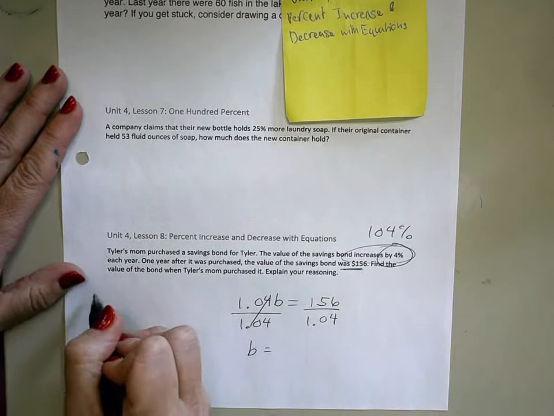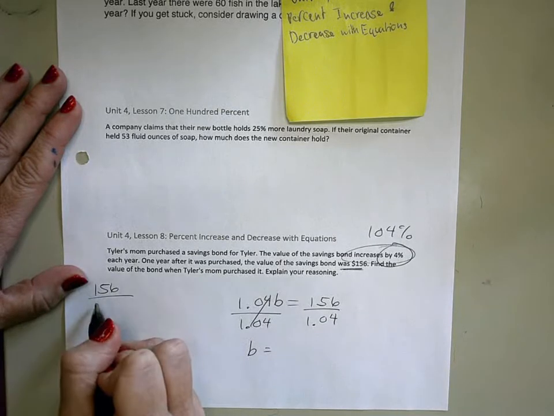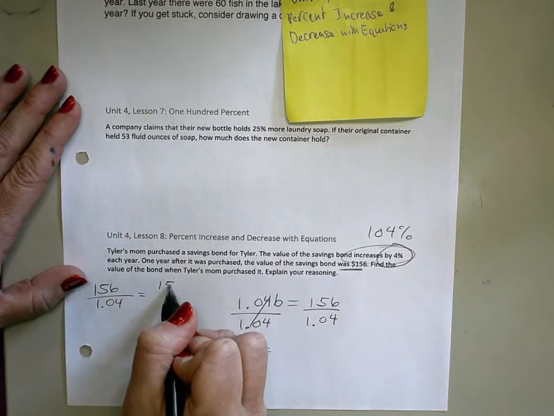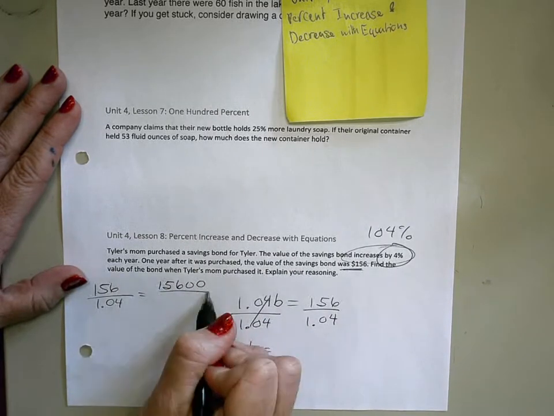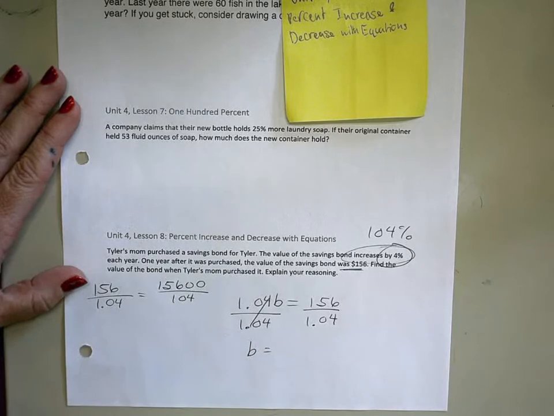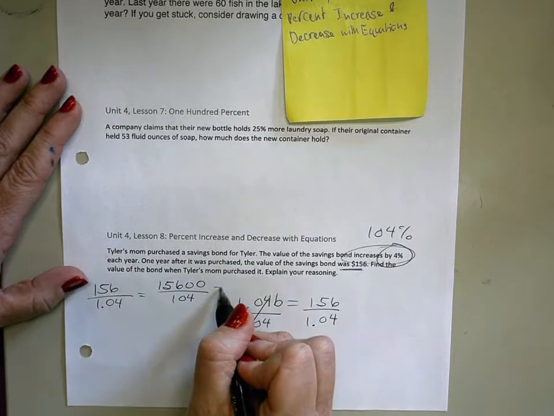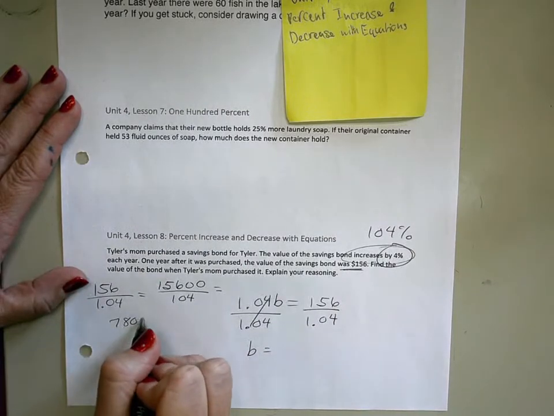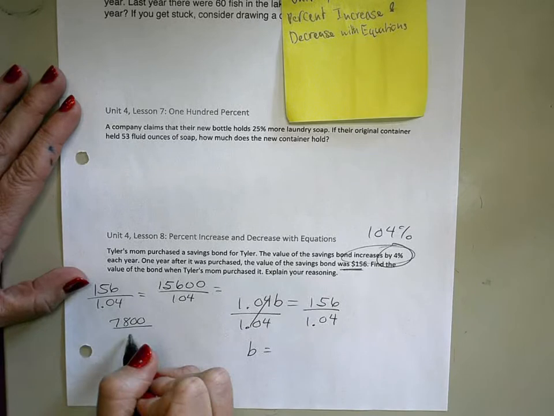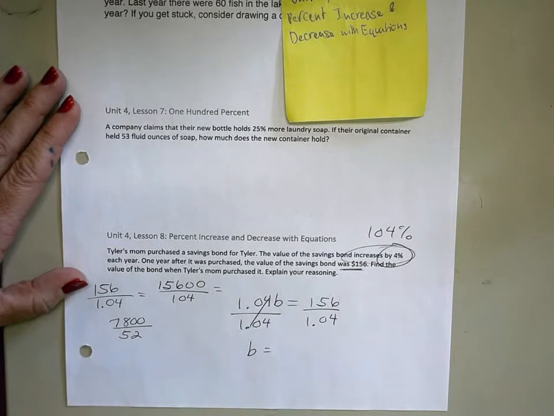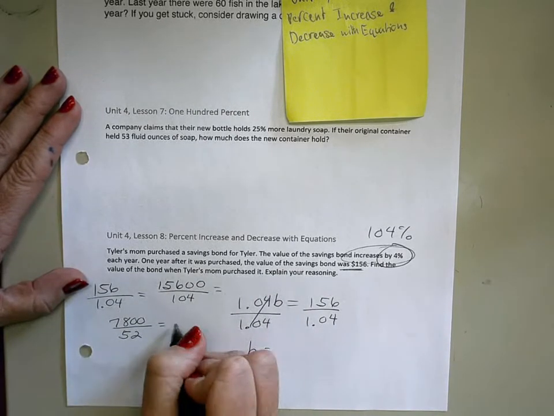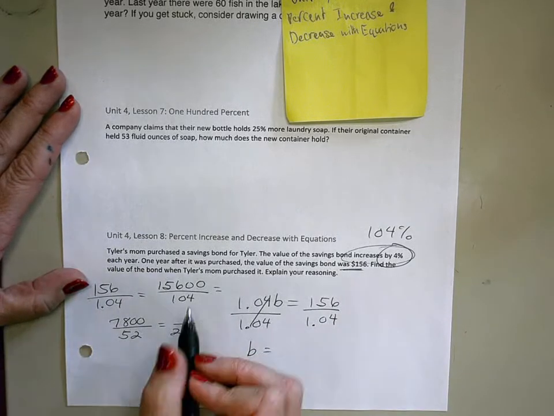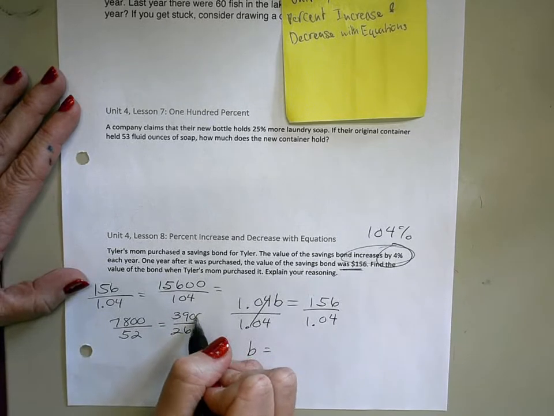I kind of thought this was a fun way to show you how we can multiply both values by 100 to get rid of that decimal. So I'll have 15,600 over 104. And then I'm just going to start slowly simplifying. They're both even, so I'll divide them both by 2 and get 7,800 over 52. Still even, so I can divide by 2. And I'm going to get my denominator is 26 and my numerator is 3,900.